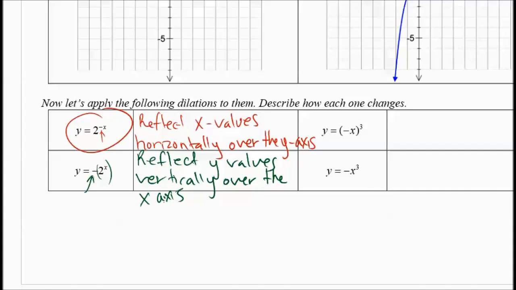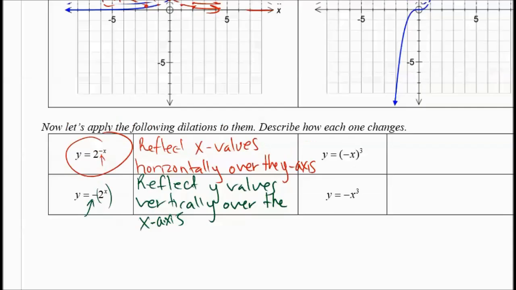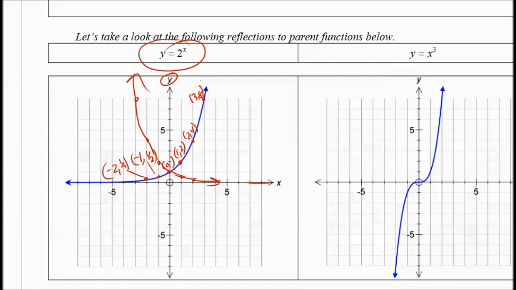Okay, so how will that look over the x-axis? So that one, if I have the point, going back to our key points, 3, 8, it's the y values that are being negated now. So 3 will stay the same, but now it will be 3, negative 8. Okay, same thing here. 2, 4 will become 2, negative 4. 1, 2 will become 1, negative 2.